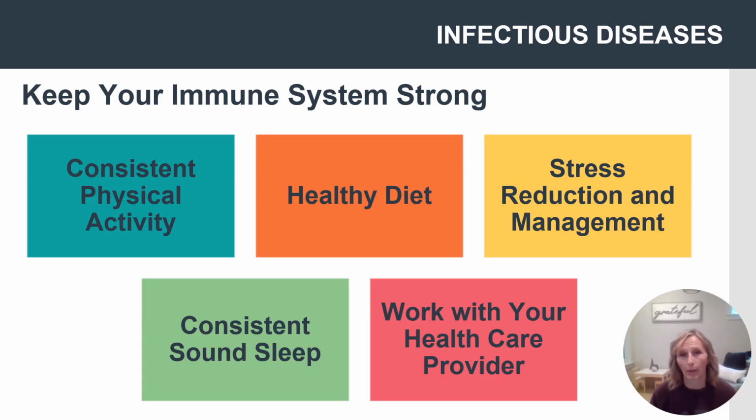So what we want to do is keep our immune system strong. Exercise reduces your chances of infection by boosting your overall health, making your body more resilient in general. And certain nutrients that we eat also boost the immune system and keep you healthier in general. Stress has been shown to weaken the immune system.